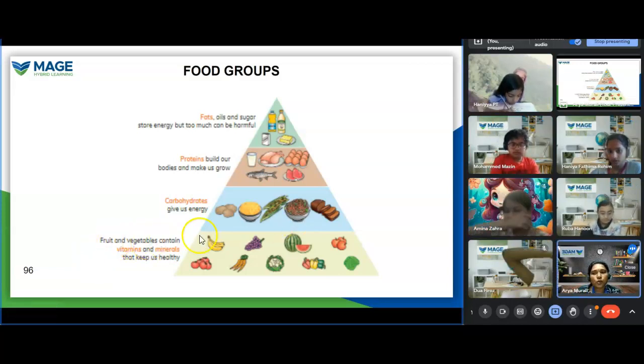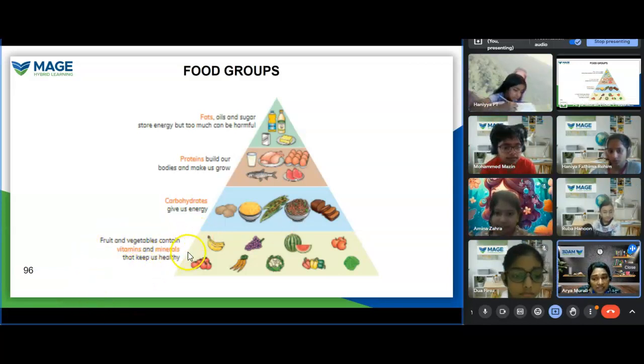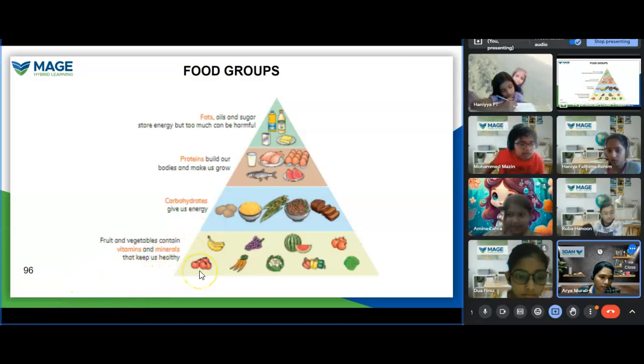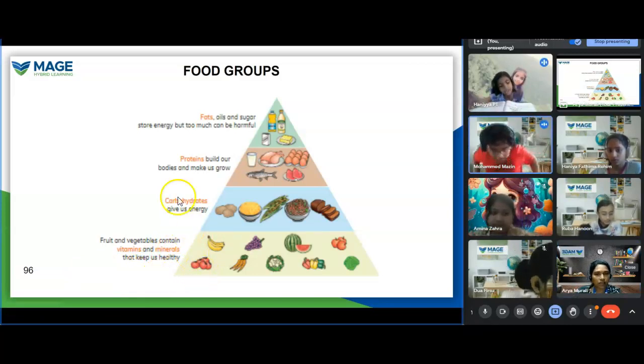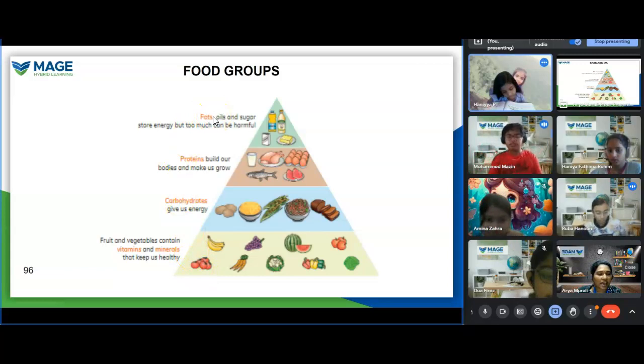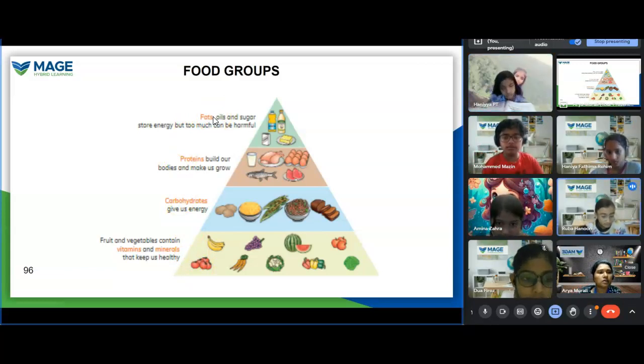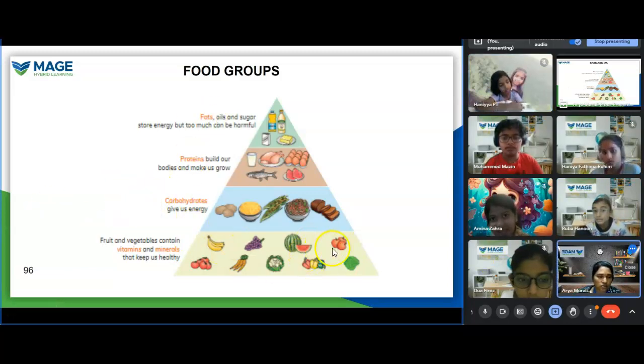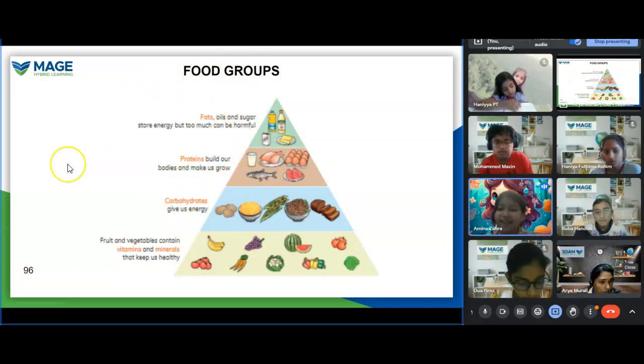Yes. Next is fruits and vegetables, which contain vitamins and minerals that keep us healthy. So here remember one thing. So you are telling the names of these fruits, right? So okay. So remember this, fat, proteins, and carbohydrates are considered as macro.